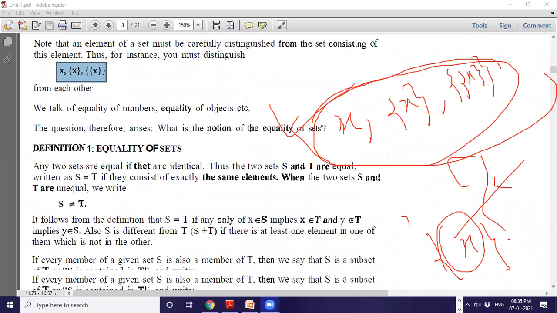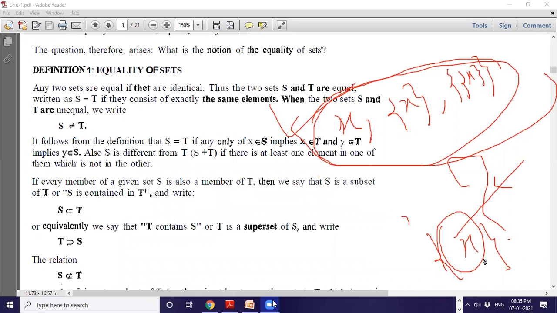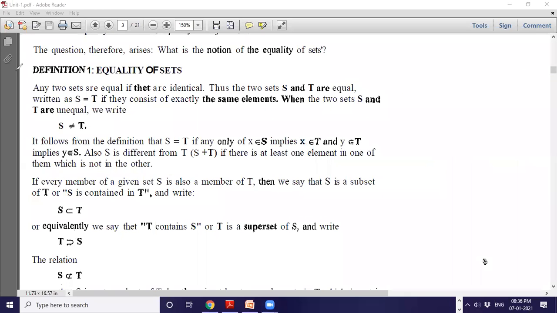So now next we will come to a very important point, that is equality of sets. Let's clear this first. So the first thing we come to is equality of sets. Any two sets are equal if they are identical. Thus, two sets S and T are equal, written as S = T, if they consist of exactly the same elements. When the two sets S and T are unequal, we'll write S is not equal to T.